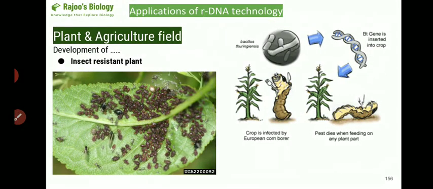Insect resistant plant. Insects are one of the large groups of pests. Pest means the organism which damages cultivable crops, fruits and vegetables. When they attack food, fruit and vegetables on a farm, they largely damage the crop, and this way they decrease the total productivity or the yield of the farm.